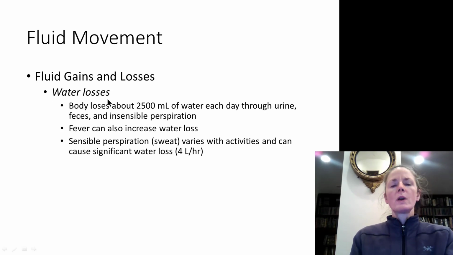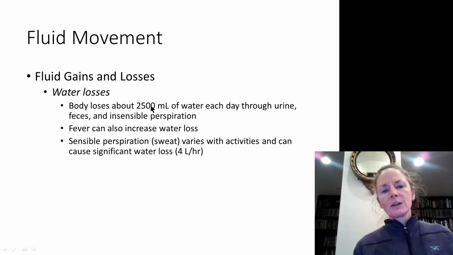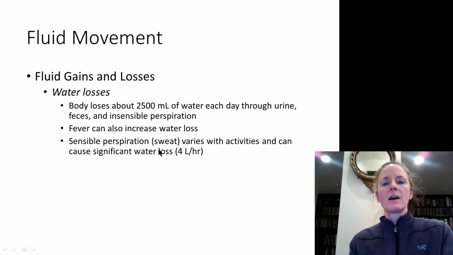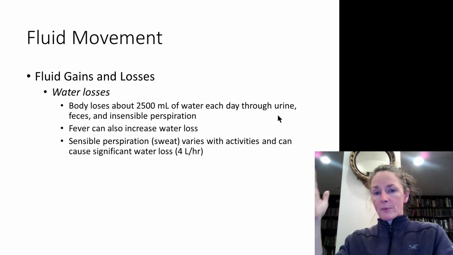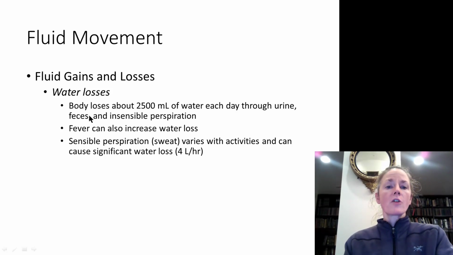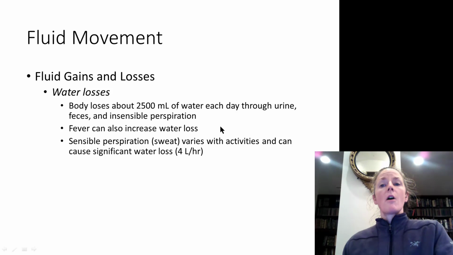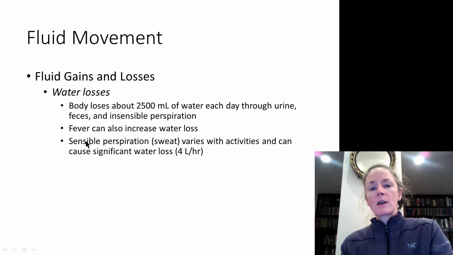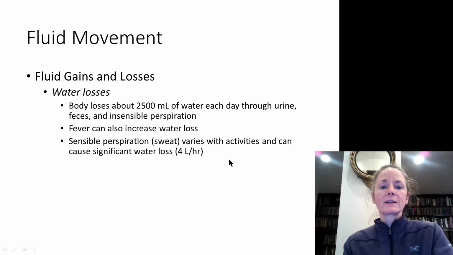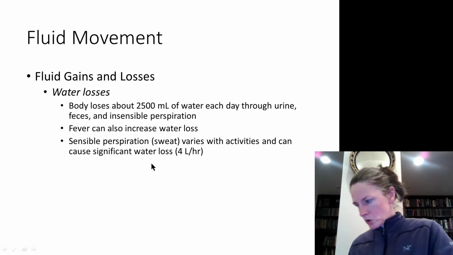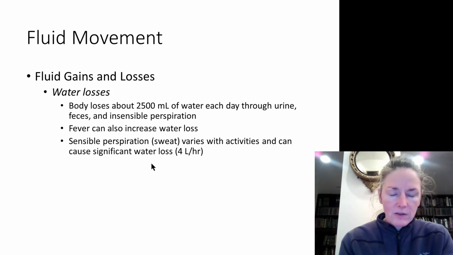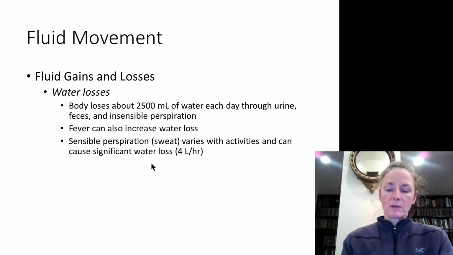All right, so when we think about daily fluid losses and gains, typically we lose about 2,500 milliliters of water each day through urination, through insensible perspiration, through vapor on our breath, feces, and so forth. We can have other problems cause water loss, like fever, also diarrhea, these kinds of things. We have sensible perspiration, that's sweat, and that can vary with activity. And of course, if we are sweating a lot, we typically take in a lot of water. So if we sweat a great deal and we don't take in water, we can start to become dehydrated. Typically, when we start to dehydrate, then the thirst centers are stimulated and we will start to drink more water.